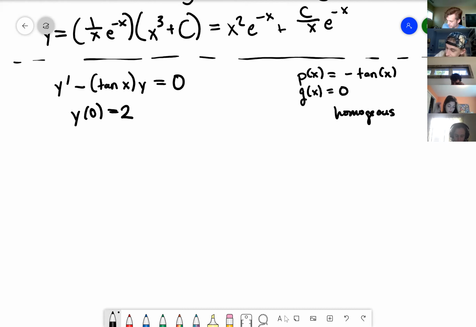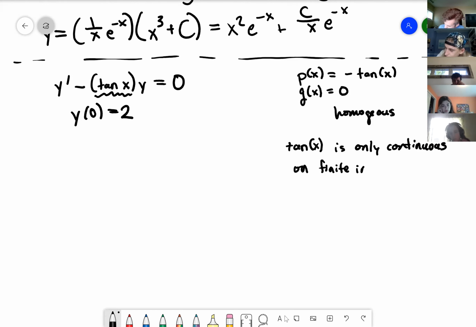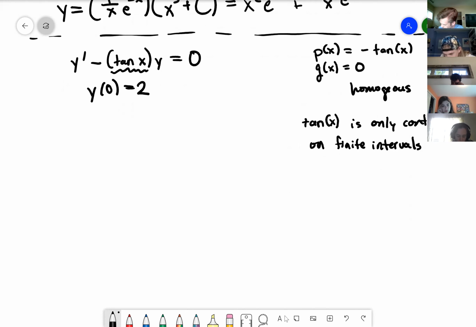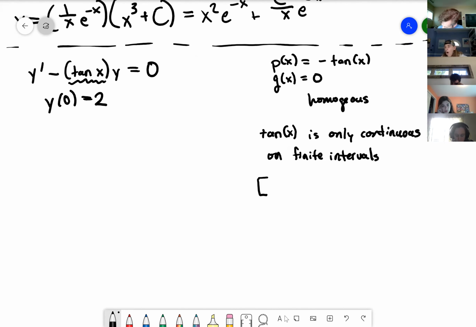So remember what I was saying before about the relationship with the existence of unique for this one. Tangent x is, write this over, tan x is only continuous on finite open intervals.